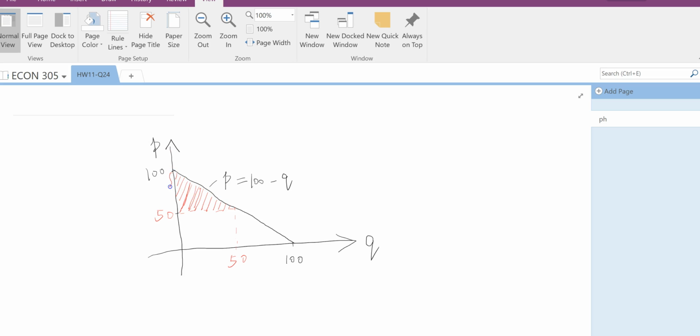So now the question ends up with, how do we calculate this area? First, we know this is a triangle. So if we know the base and the height, we can calculate the area of the triangle. So what is the base? Base is simply this quantity, 50. And what about the height? Height is the difference between this 50 and 100, which is also 50. So the area of this triangle is very easy to calculate. And that's my access fee.